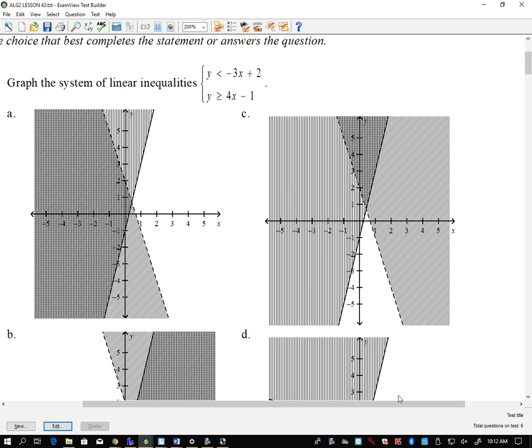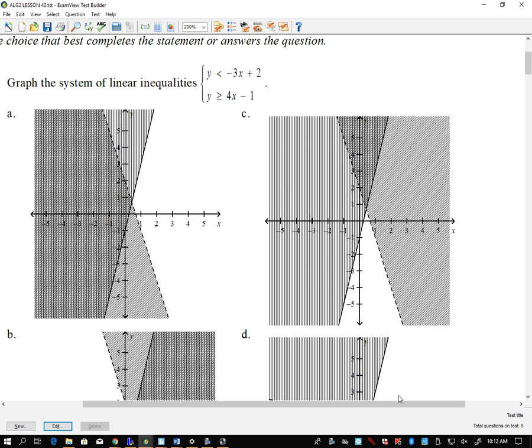What do we typically use for our test point? What's the easiest thing to use? 0, 0, right? So if we plugged in 0 for y, we would be saying 0 is less than 2, right? Is that correct? So I would be shading to the left of that line, right? To the left of the dotted line, I want to shade.